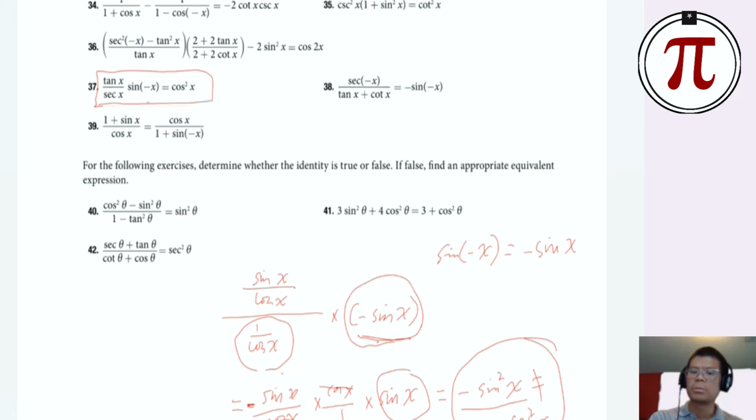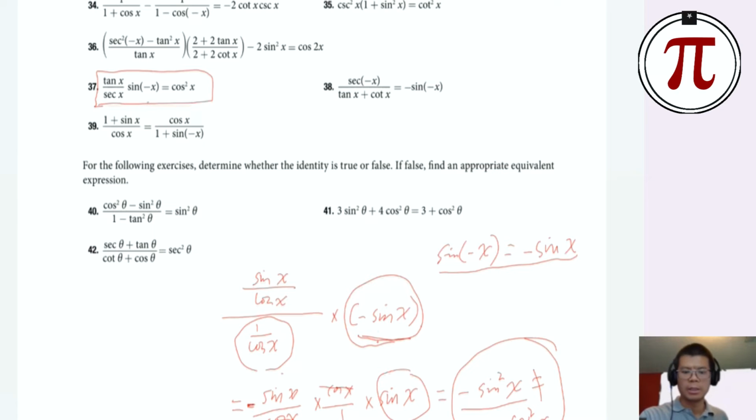Okay. So it's because sine is odd. By the identity, sine negative x is negative sine x. But cosine is an even function, so cosine negative x equals cosine x. Okay, so that's how. Very good question.